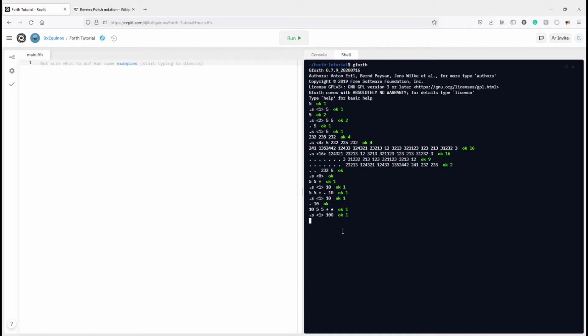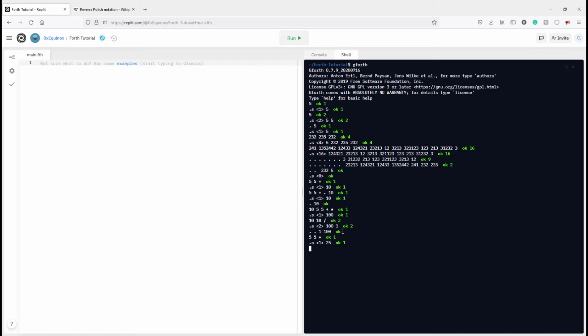stack-oriented arithmetic. And we obviously have all the other operations, so we can do 10, 10 divide for 1, or we can do multiplication, 5 5 times 25, and that's all well and good.